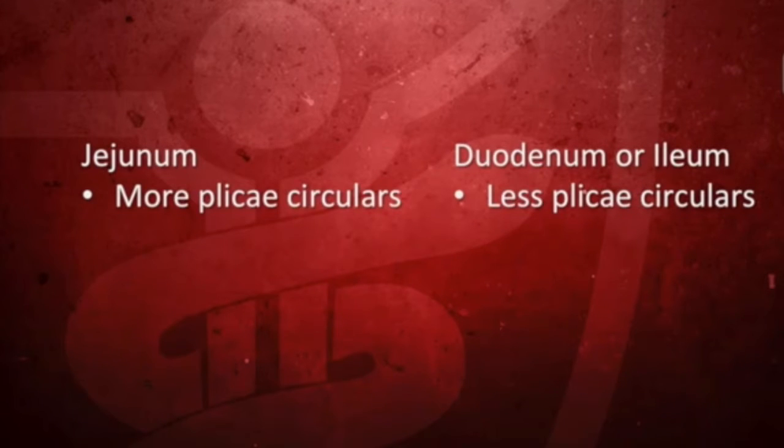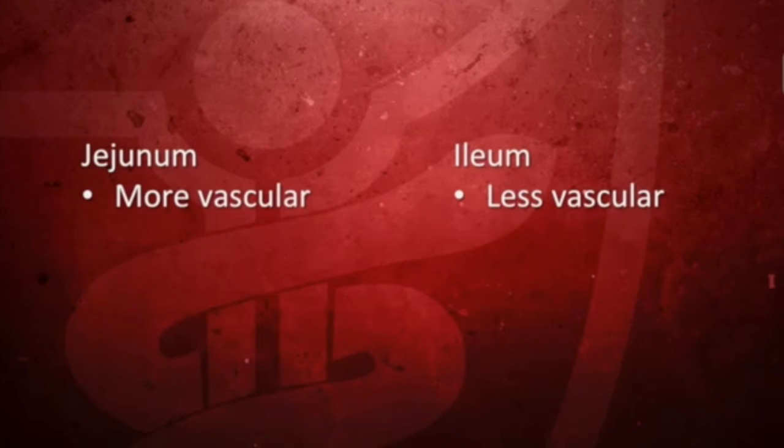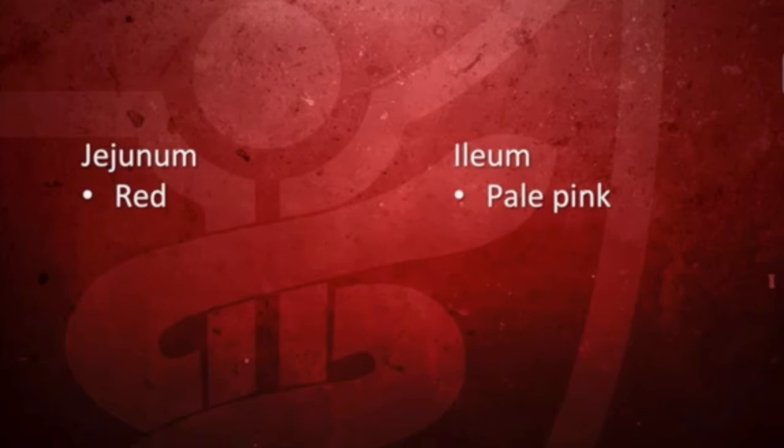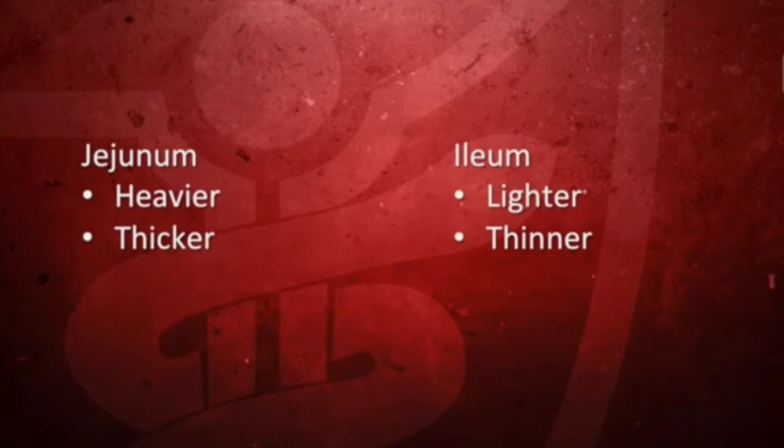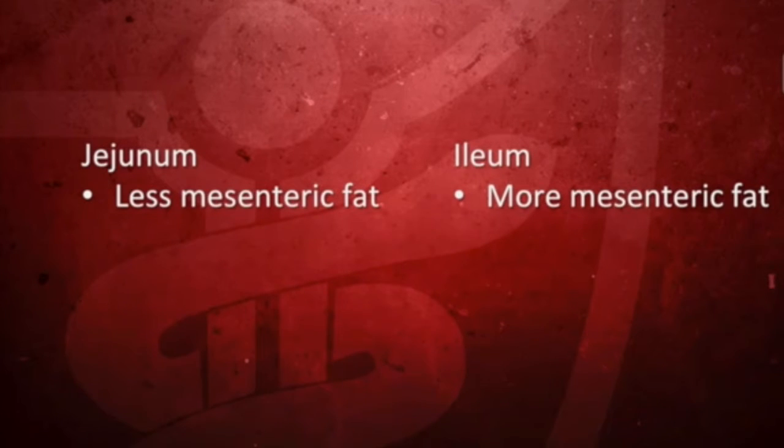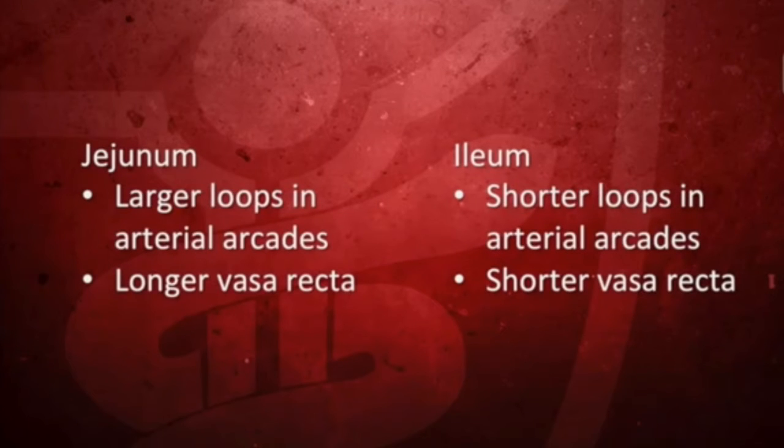The jejunum has a higher concentration of plicae circulares than the duodenum or the ileum, giving it a larger surface area for absorption. And it is more vascularized than the ileum, perhaps in support of its greater absorptive activity. Other differences between the jejunum and the ileum include color. The jejunum is red, the ileum is a pale pink. Weight. The jejunum is heavier and thicker. Mesenteric fat. The jejunal mesentery has less. And structure of its blood supply.